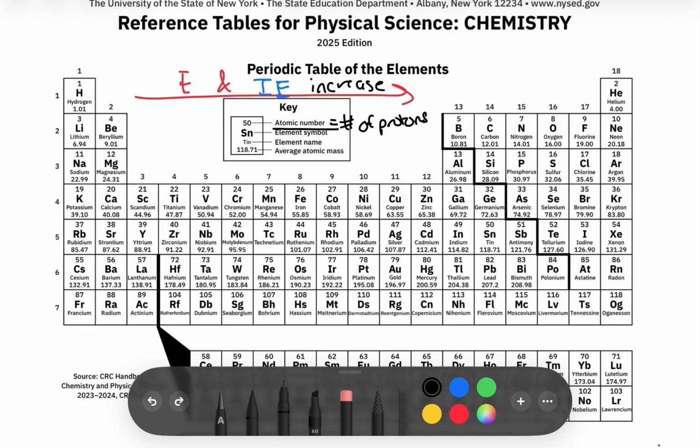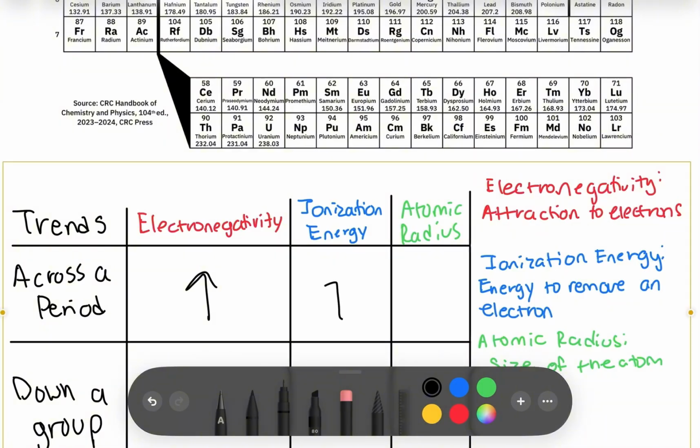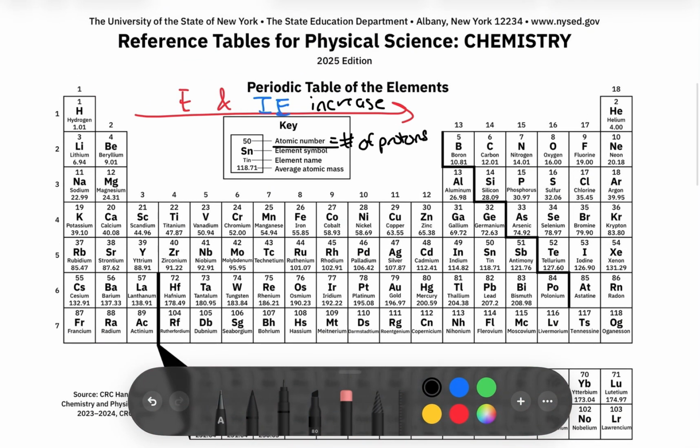And now that it has a stronger positive charge within the nucleus, it's going to have a stronger force of attraction. Therefore, electronegativity is going to increase across a period. Now, ionization energy is also going to increase because if there's a stronger nuclear charge, it's going to be harder to remove an electron. However, atomic radius across a period is going to stay the same because each period is equivalent to something called its shells.